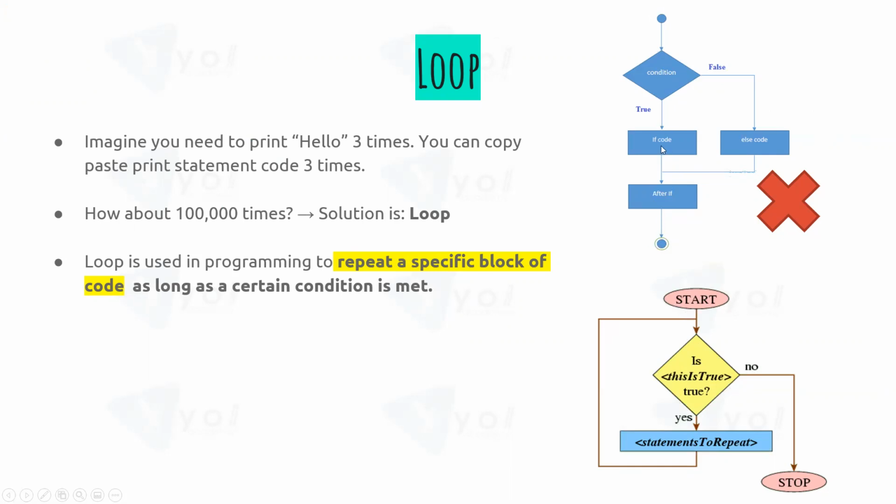It's not useful because there is no path to go back up and repeat something. The loop takes you back up. There is an arrow that takes you upward, which is nice and helps us to repeat certain code.